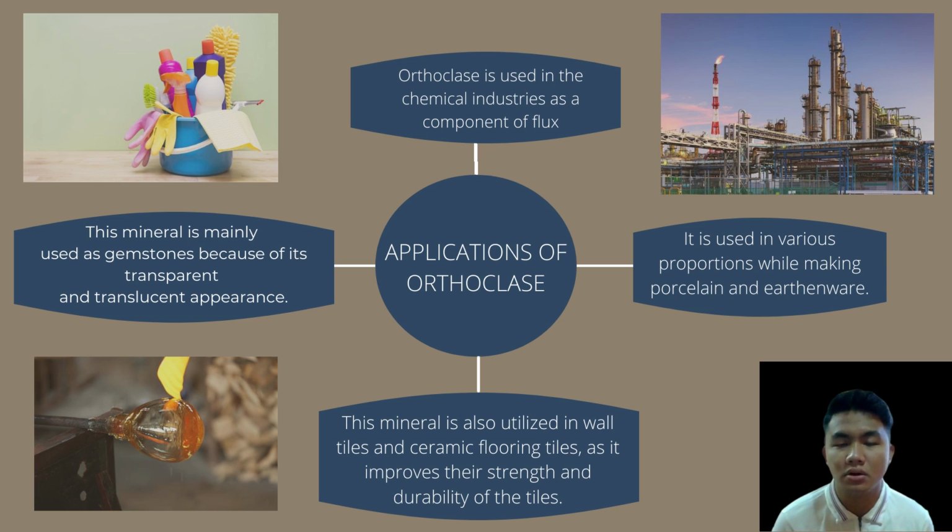Now is the application of orthoclase. Orthoclase is used in the chemical industry as a component of flux, and it is also used in various proportions in making porcelain and earthenware. This mineral is also utilized in wall tiles and ceramic flooring tiles, as it improves their strength and durability. And lastly, this mineral is mainly used as gemstones because of its transparent and translucent appearance.